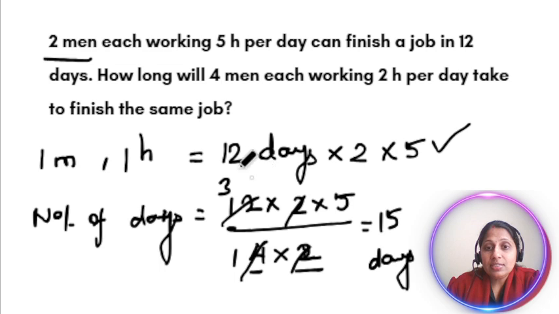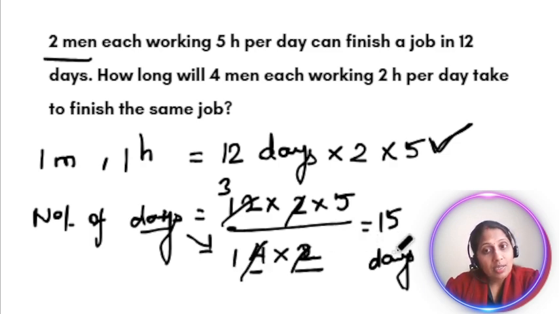So to find how many days will be taken to do the job by one man and 1 hour, you will obviously multiply, because whenever you reduce the number of people or number of hours, it is going to take that amount of time, that many days. So we multiply here. And in order to find the number of days with another set of people, we have to divide, because number of days is inversely proportional to the number of men and the number of hours taken per day. So this is about variation. Hope you are clear with the concept.